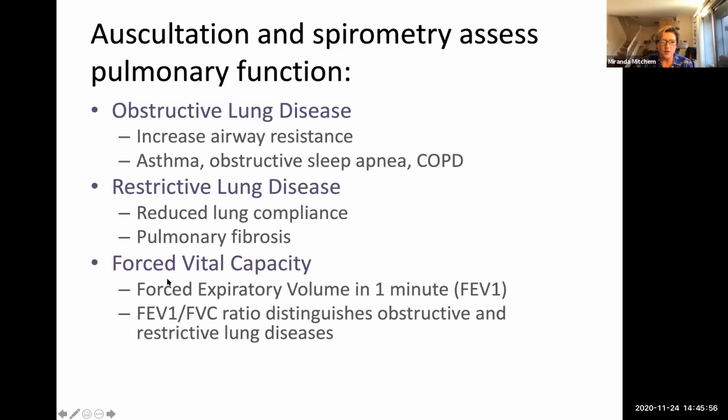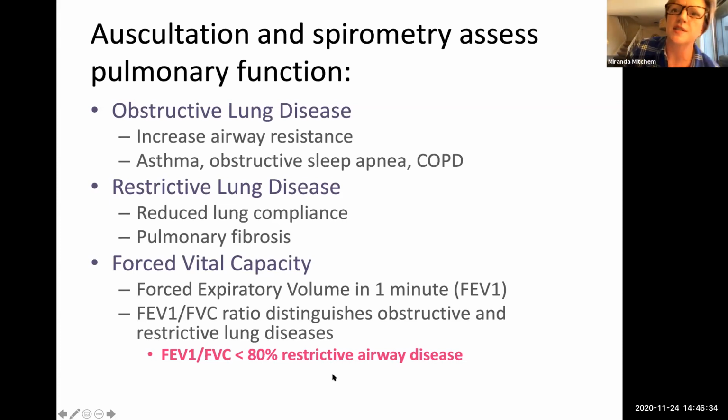We use a value called the FEV1, which is the forced expiratory volume in 1 minute. So you have to literally blow on that thing for a minute. It's hard, especially if you have asthma. It takes that number and divides it by the forced vital capacity. We use this ratio to effectively differentiate between obstructive versus restrictive disease. If it's 80% or above, that's normal. But if it's less than about 80%, it indicates there's restrictive disease.